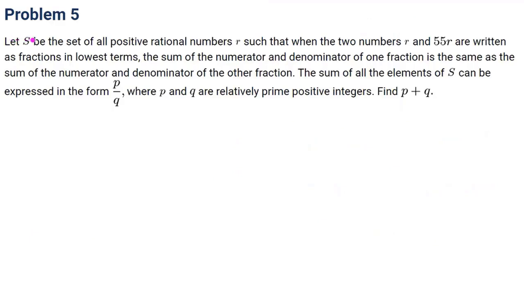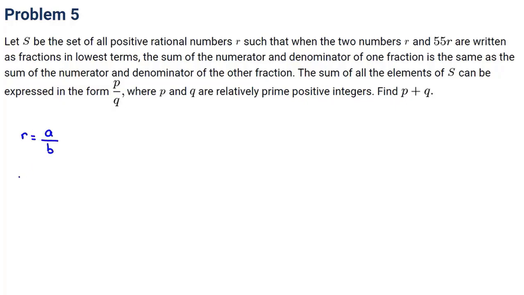AIME II 2023, problem number 5. It says let S be the set of all positive rational numbers R such that when the two numbers R and 55 times R are written as fractions in lowest terms, the sum of the numerator and denominator of one fraction is the same as the sum of the numerator and denominator of the other fraction. The sum of all the elements of S can be expressed in the form P over Q, where P and Q are relatively prime positive integers. Find P plus Q. Okay, let's consider R equal to A over B.